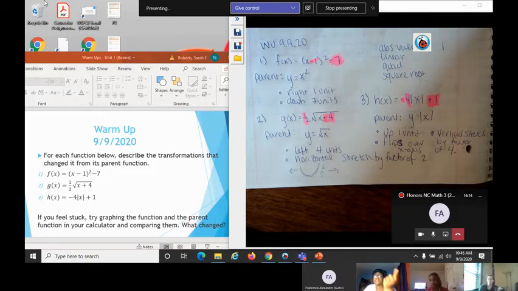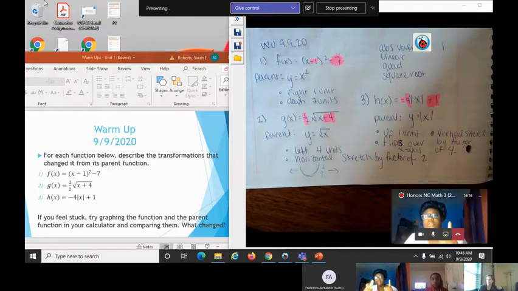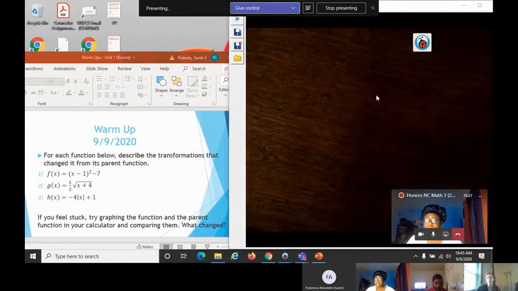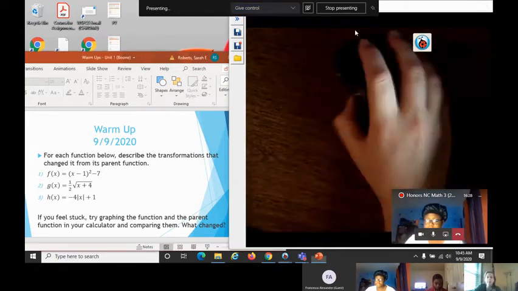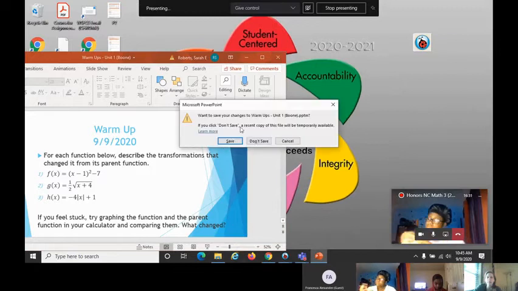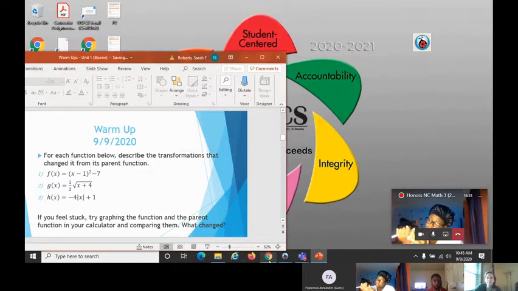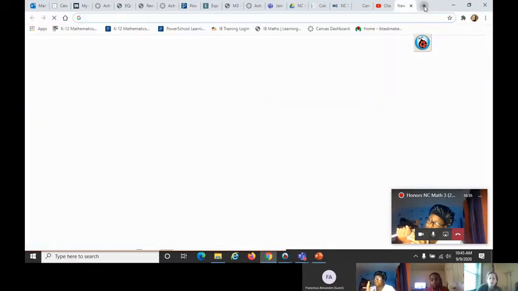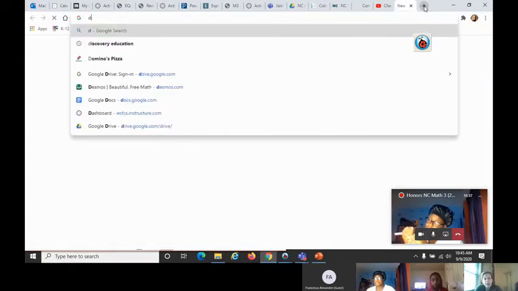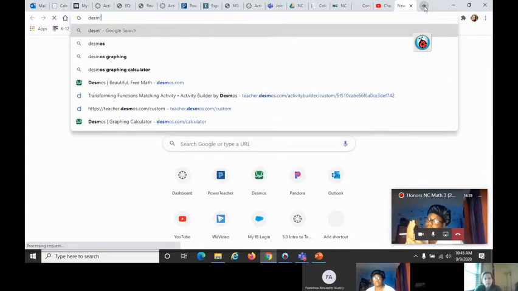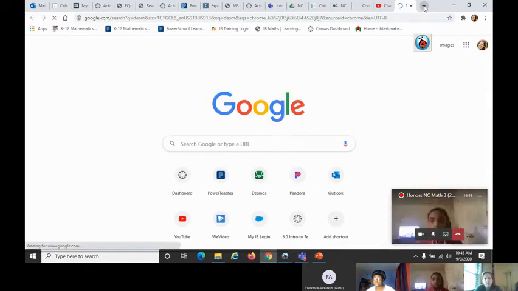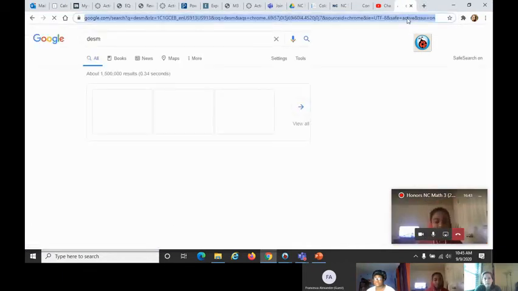How do we put the y equals with the absolute values? How do we do that in Desmos? Oh, that's a really good question. I can show you real quick. I'm going to move this and downsize this for a minute. Get rid of our warm up. So let me add another tab.